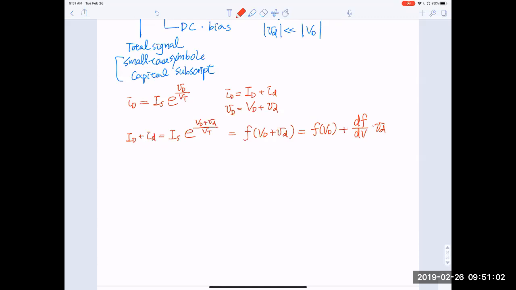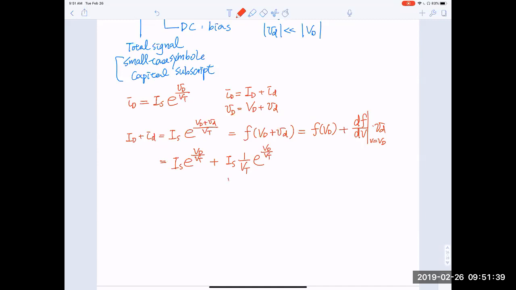So this is what we will do here. This is equal to IS e^(VD/VT) plus, now we take a derivative of the whole function, right? This is IS, constant stays. And the exponential function, you take a derivative, is 1 over VT, and you evaluate this function at the VD. So this is equal to basically exponential VD over VT.